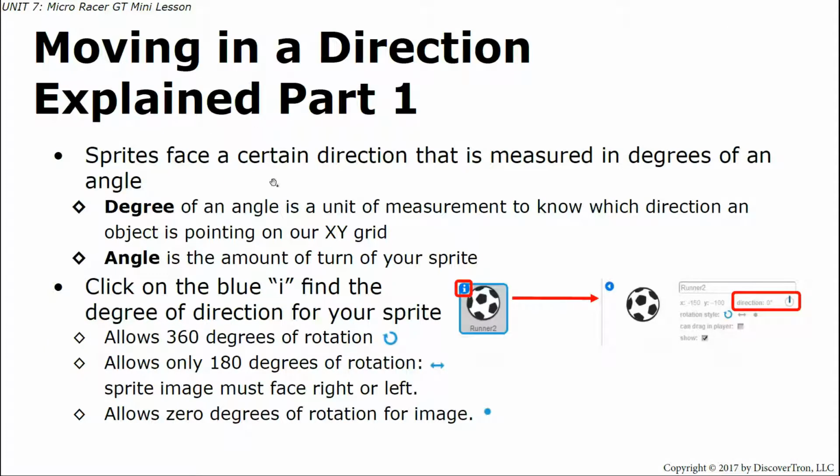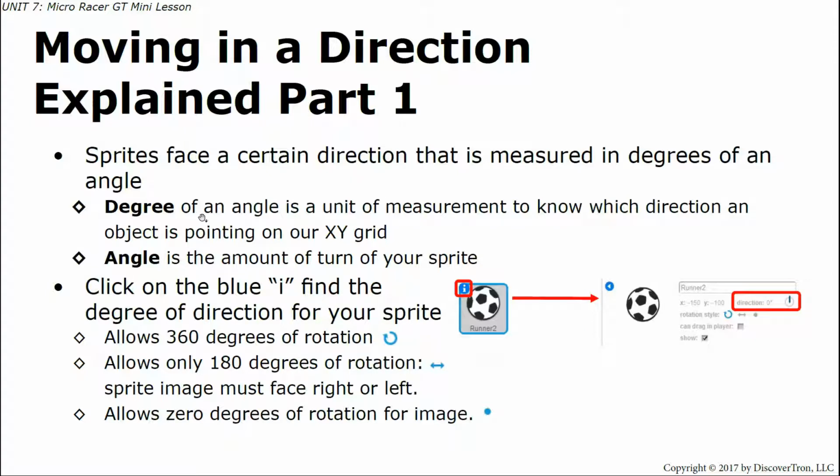Okay, so first things first, the motion and the movement of sprites. Your sprites all face a direction, even if it's a circular shape like this soccer ball, okay? The soccer ball, or this one's called runner 2, just by chance. It has a direction that it faces, and it's measured by degrees.